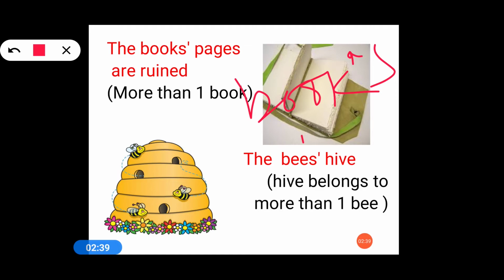And why is it so? Because the plural of book is what? Plural of book is books. So the sound at the end is what? It is the s sound. Books, bees. So it is the s sound which is coming at the end. And whenever we have a plural which ends with an s sound, just put an apostrophe without any s.